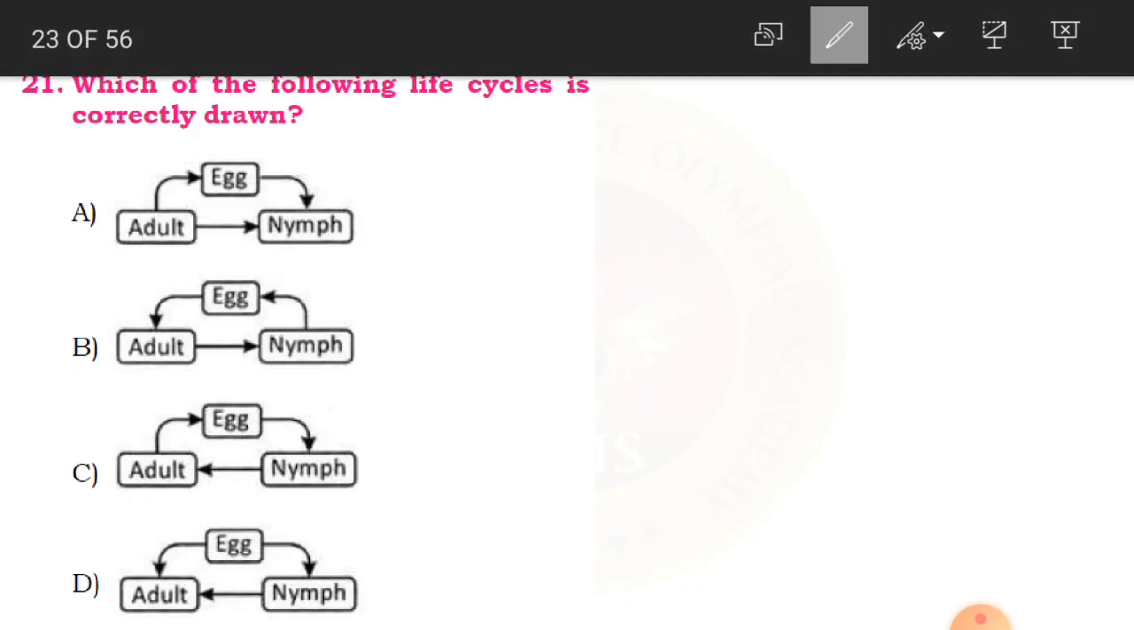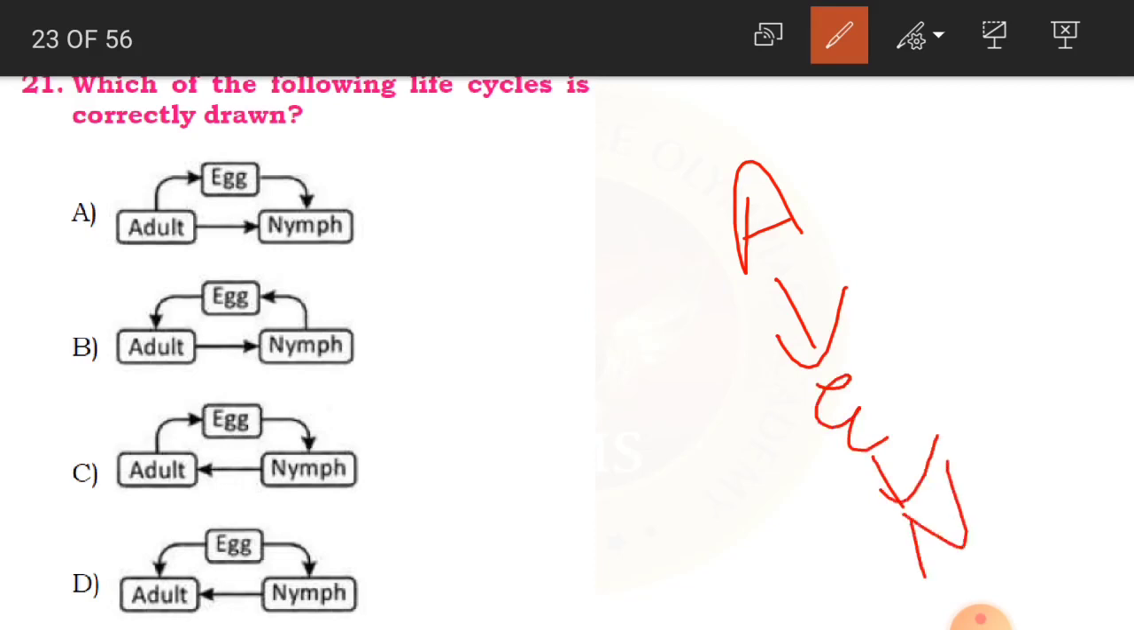So how must be our sequence? Adult, then egg, then nymph. So where do we have this option? Yes, the C option. Okay, see here. The adult becoming egg, then egg becoming nymph. Again nymph is turning into an adult cockroach. Clear, children?